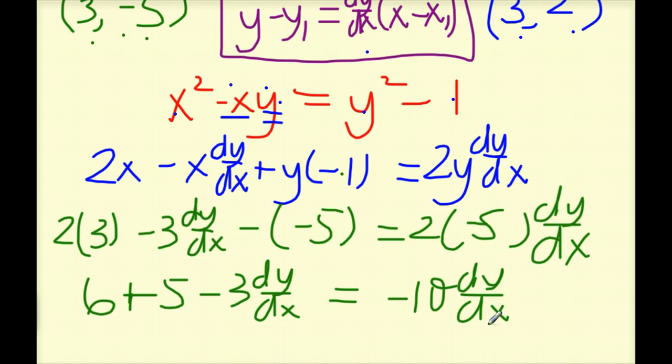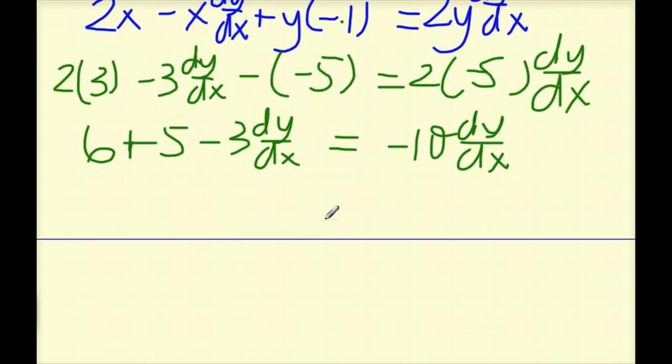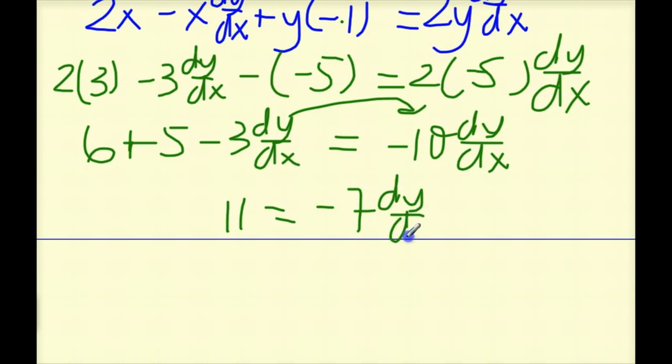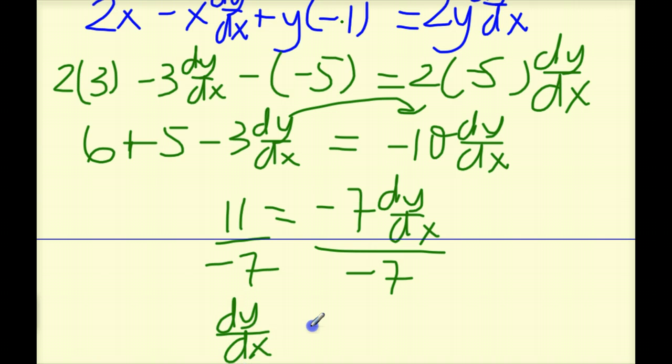Right? So let me continue to do this. And we get 11 is equal to, I'm going to move this over here, so negative 10 plus 3 is negative 7 dy/dx. And then in order to get dy/dx by itself, I divide by negative 7, and dy/dx is equal to negative 11 over 7.